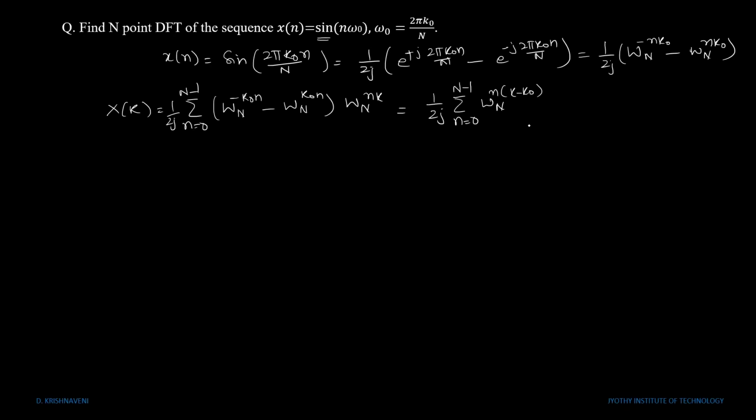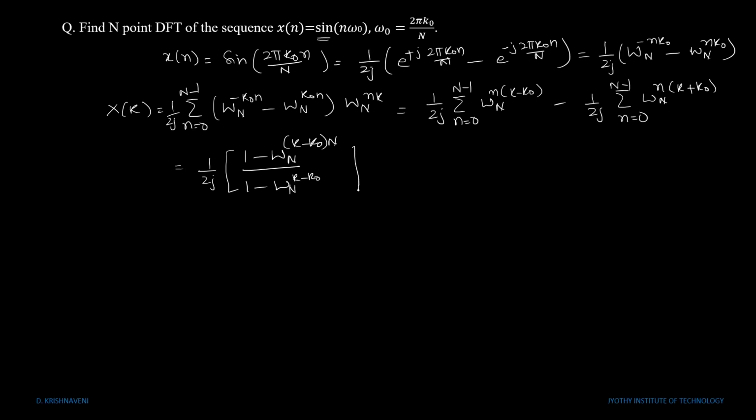See, everything is same as the previous problem except that you have 1 by 2j in place of half, and instead of plus we have minus here, that's all. So minus 1 by 2j summation 0 to n minus 1 wn to the power of n k plus k naught. So this will be 1 by 2j into 1 minus wn to the power of k minus k naught into upper limit plus 1 by 1 minus wn to the power of k minus k naught, minus 1 by 2j into 1 minus wn to the power of k plus k naught into n by 1 minus wn to the power of k plus k naught.